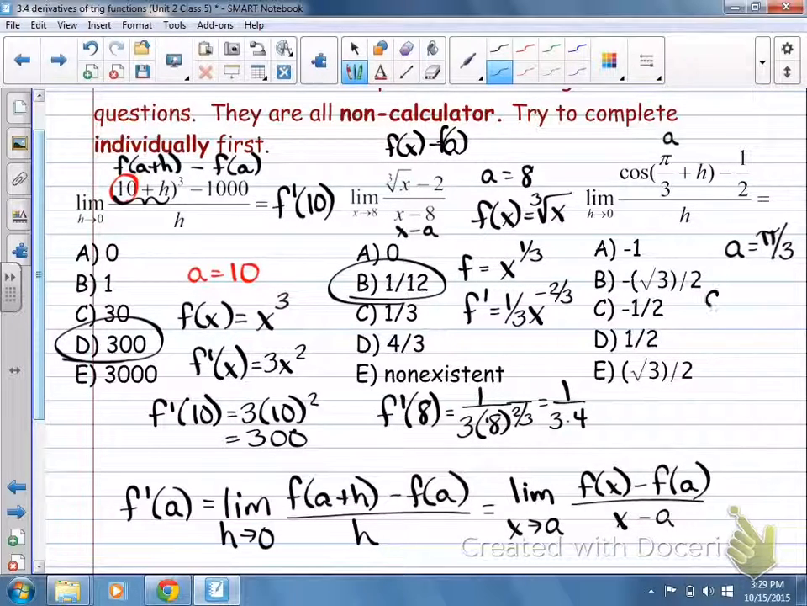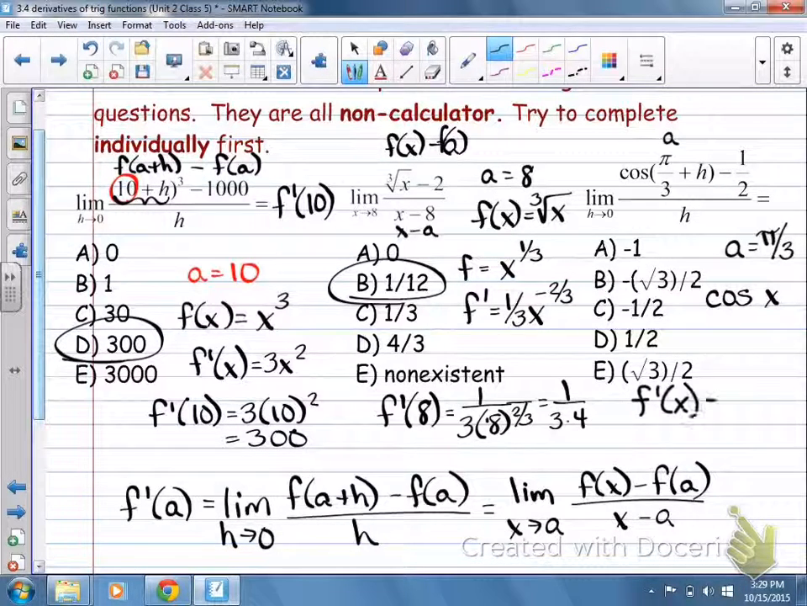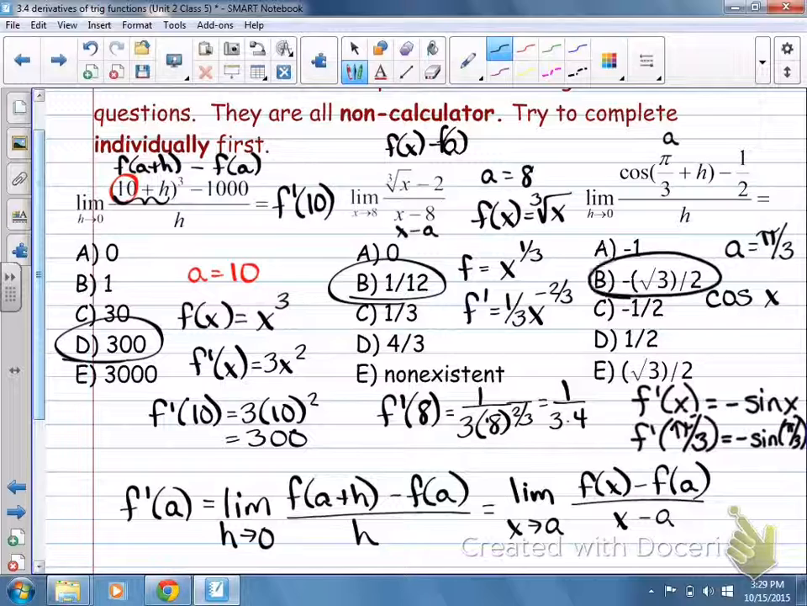So cosine of x is my function, and that means my derivative of cosine is negative sine, and then I plug in pi over 3, so negative sine of pi over 3, and the sine of pi over 3 is root 3 over 2, but it is negative, so it's negative root 3 over 2.